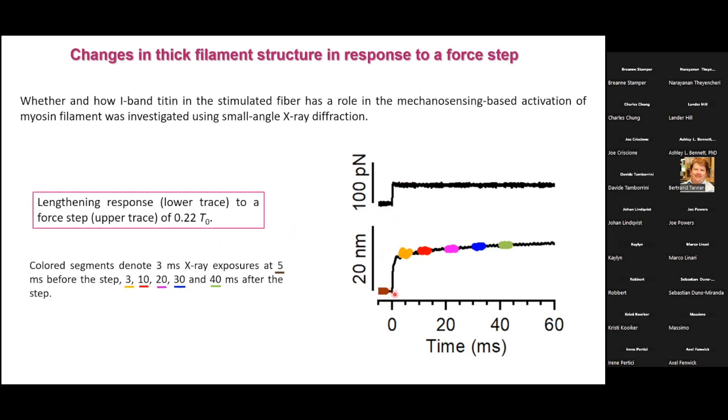In order to have a time course of the structural change, the first time window exposure was placed 5 milliseconds before the step, and then 3, 10, 20, and 30 milliseconds after the step. And the first results that we have is that the change in the X-ray signal following the first step imposed on the stimulated fiber show a hierarchical organization of the structural change in the myosin filament.